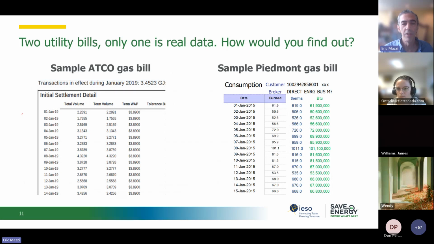Okay, here's another concrete example of data. These are two projects. These are actually utility bills for natural gas consumption. Only one is real data. And how would you find out? Maybe I'll just pause here if anybody wants to put anything in the chat, or just unmute yourself and suggest an idea. So one of these is definitely not from a meter. And how would you figure that out? If there are any ideas.